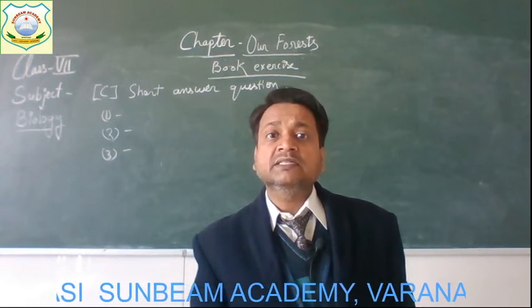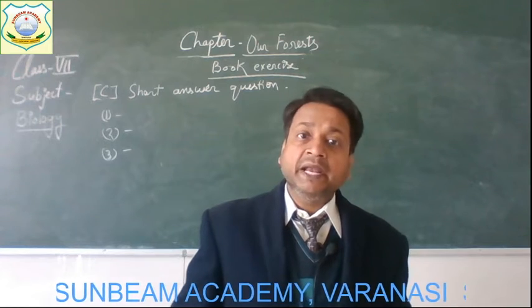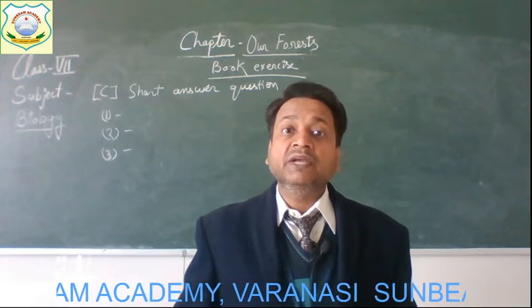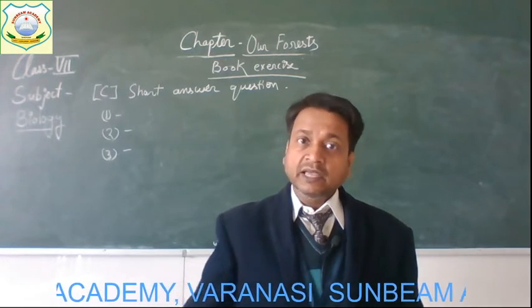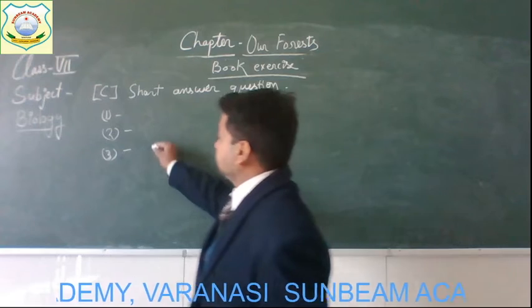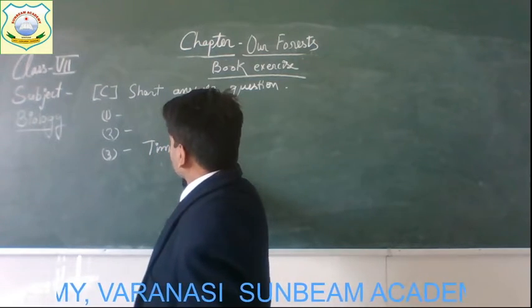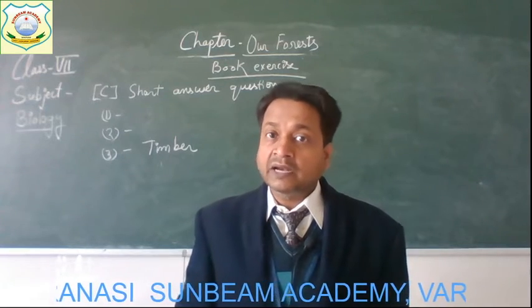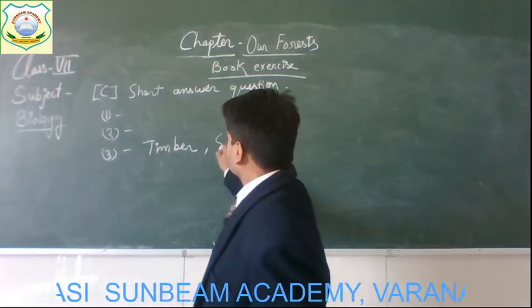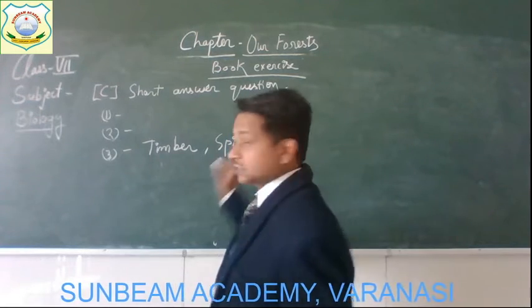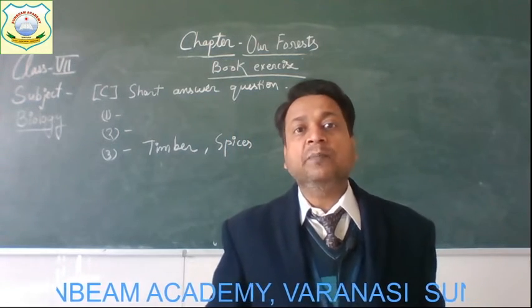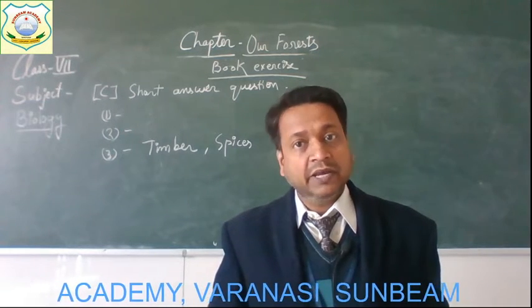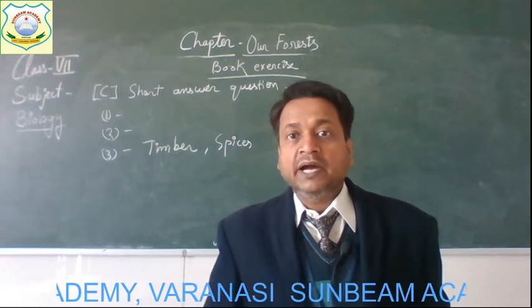Children, as we have discussed, many products are obtained from the forest. So here you have to list 5 products that we get from the forest. These products are: first, timber, which is used to make furniture and all. Second, spices. Different spices are obtained from different parts of the plants of the forest, and used in food items.